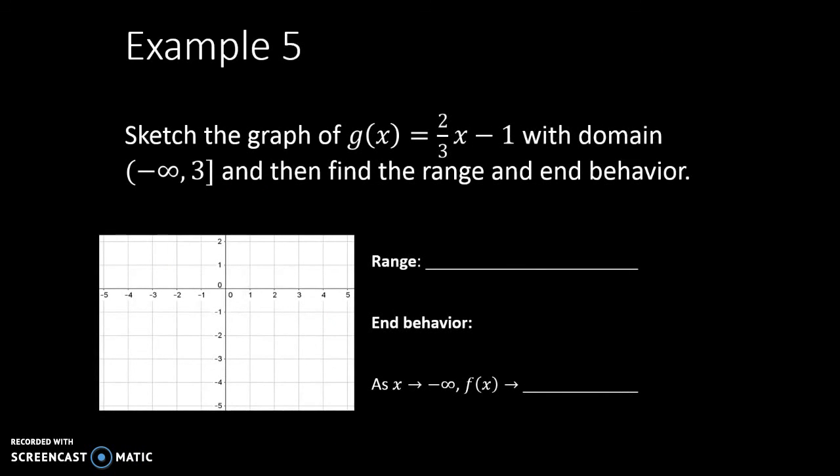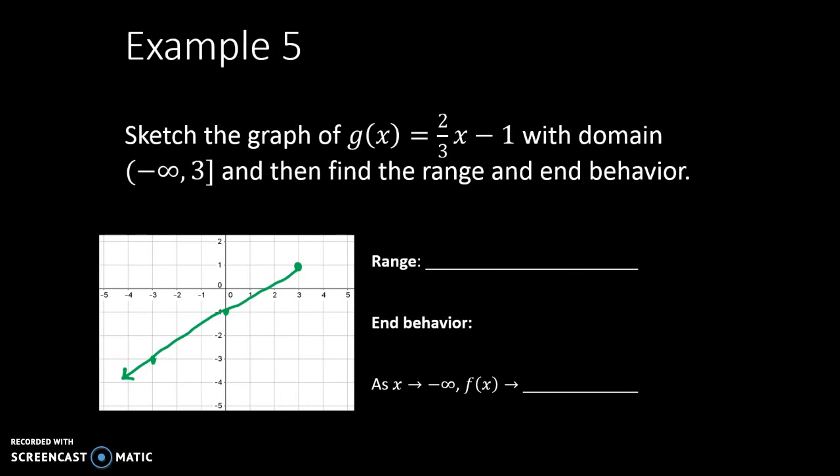Okay. This example says that my domain is going to be from negative infinity to 3, and my y-intercept is going to be negative 1. And then from there, I'm going to go up 2 over 3. So this is included, but that's the end of my graph. And then my x-coordinates get smaller and smaller, so down, left 3. And so it's going to look something like this, where it keeps going.